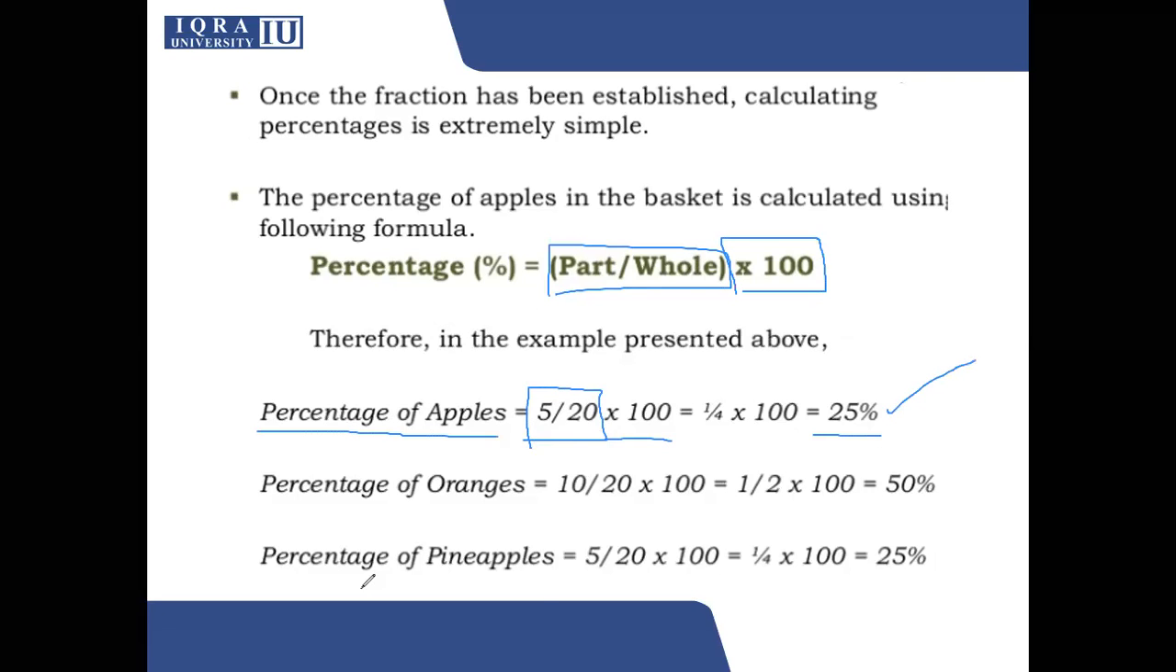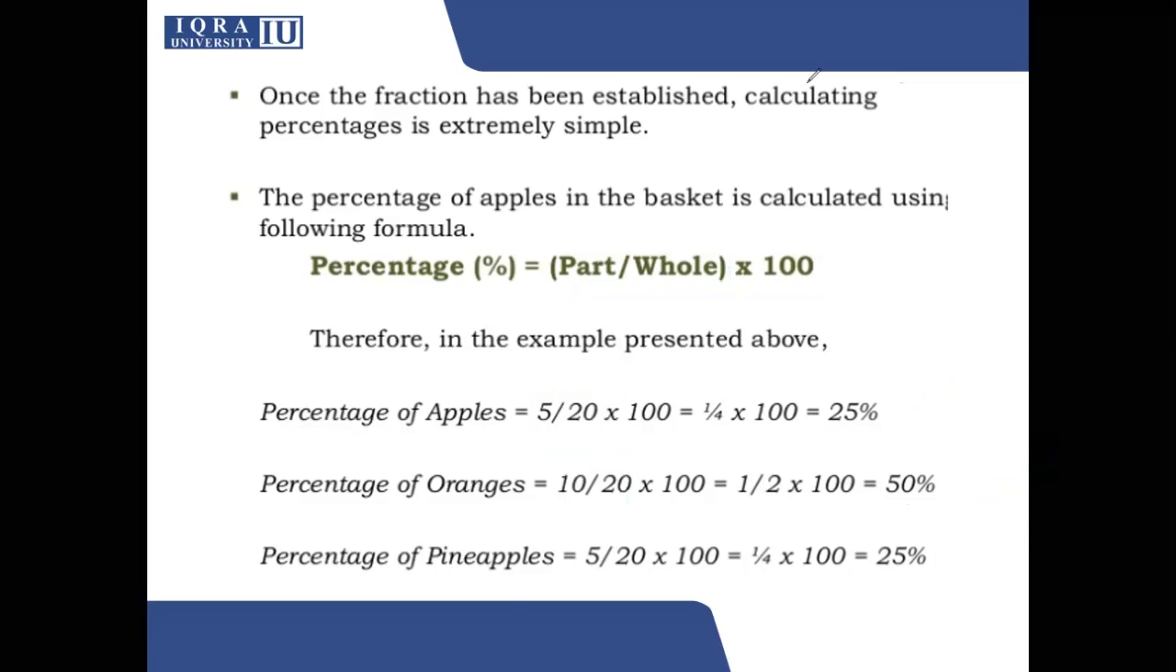Let's take a look at the percentage of oranges. The fraction for the oranges was 10 by 20, and when you multiply it by 100, it can get simplified to 1 by 2 multiplied by 100, which gives me 50%, right? So 50% of the fruits, they are oranges. And similarly for pineapples, I can calculate it just like I did for the apples, and I can get 25% of them are pineapples. So this is how you're supposed to calculate percentages.